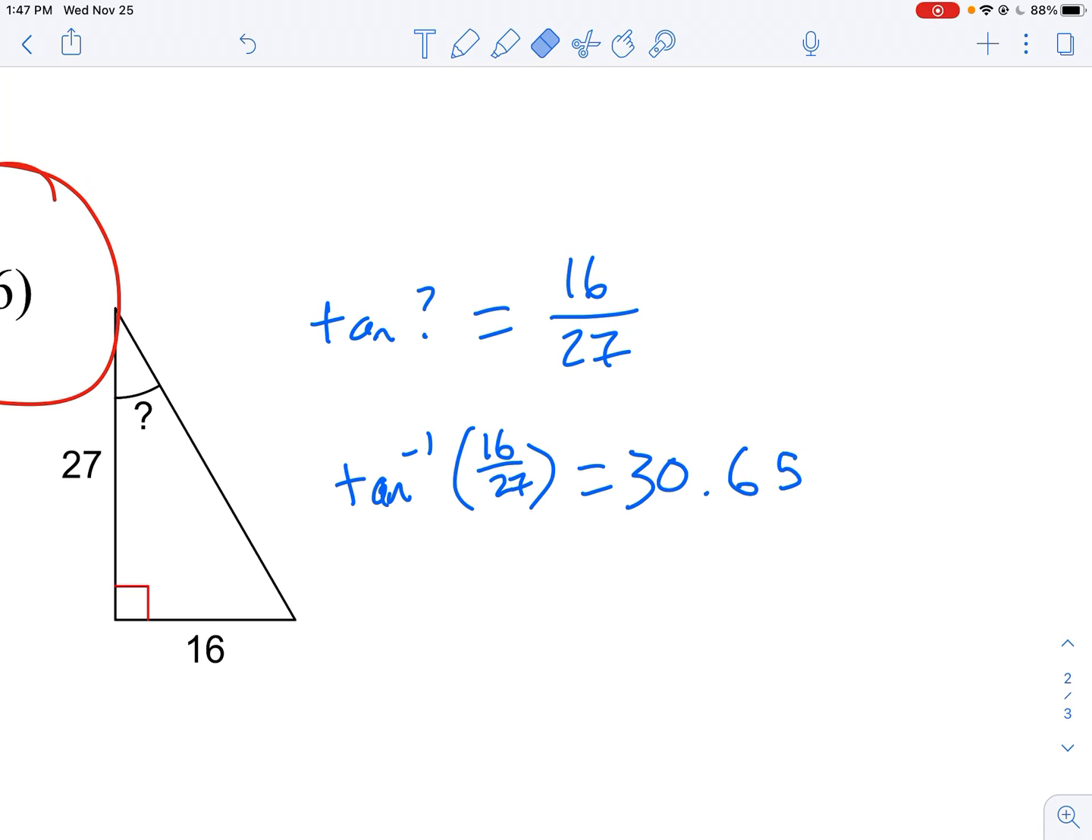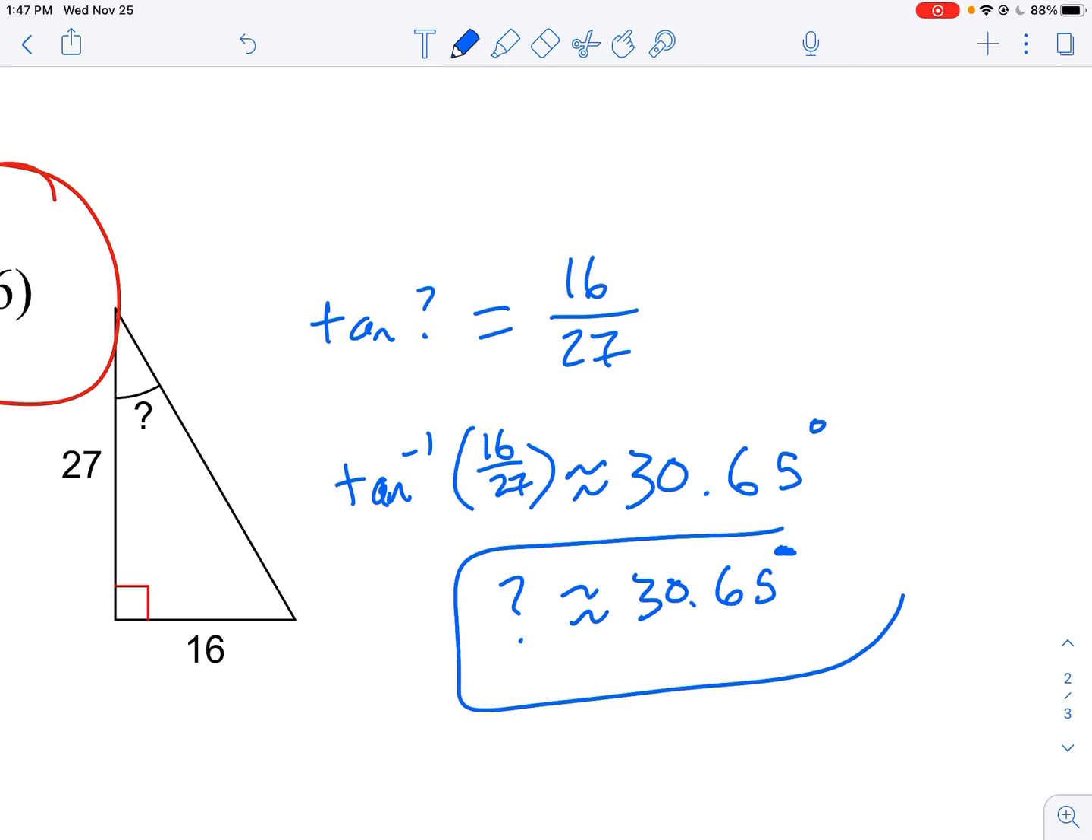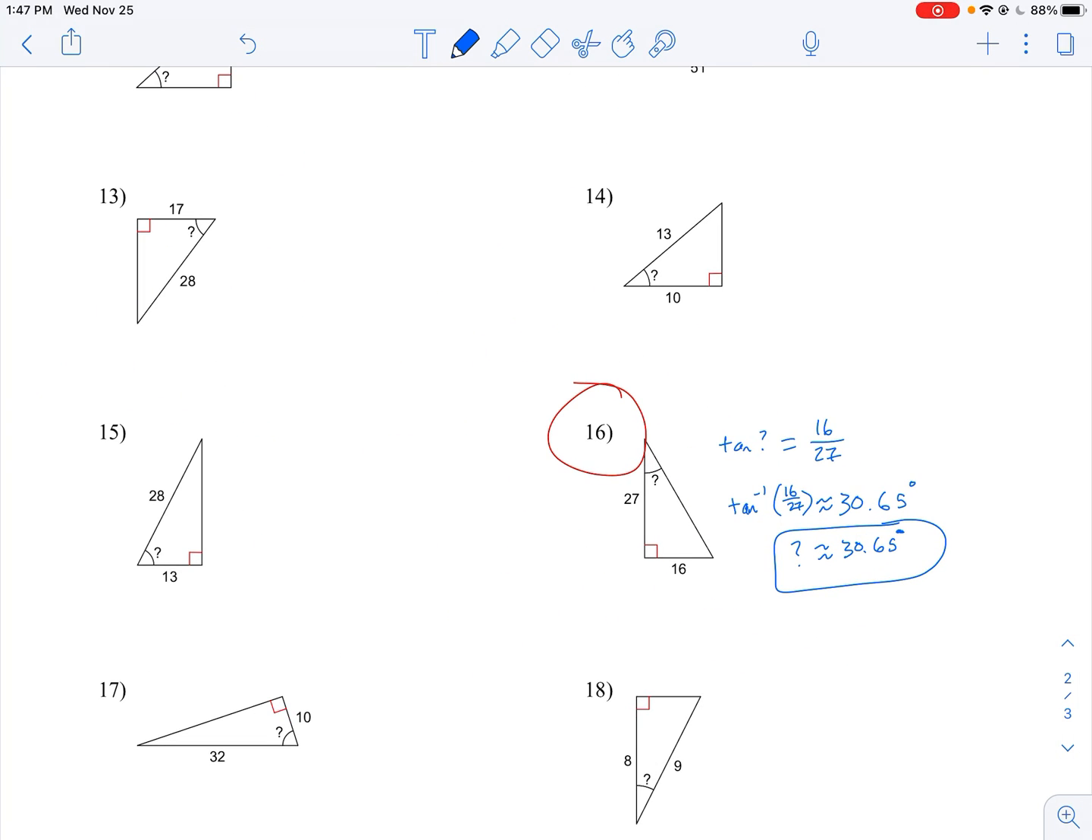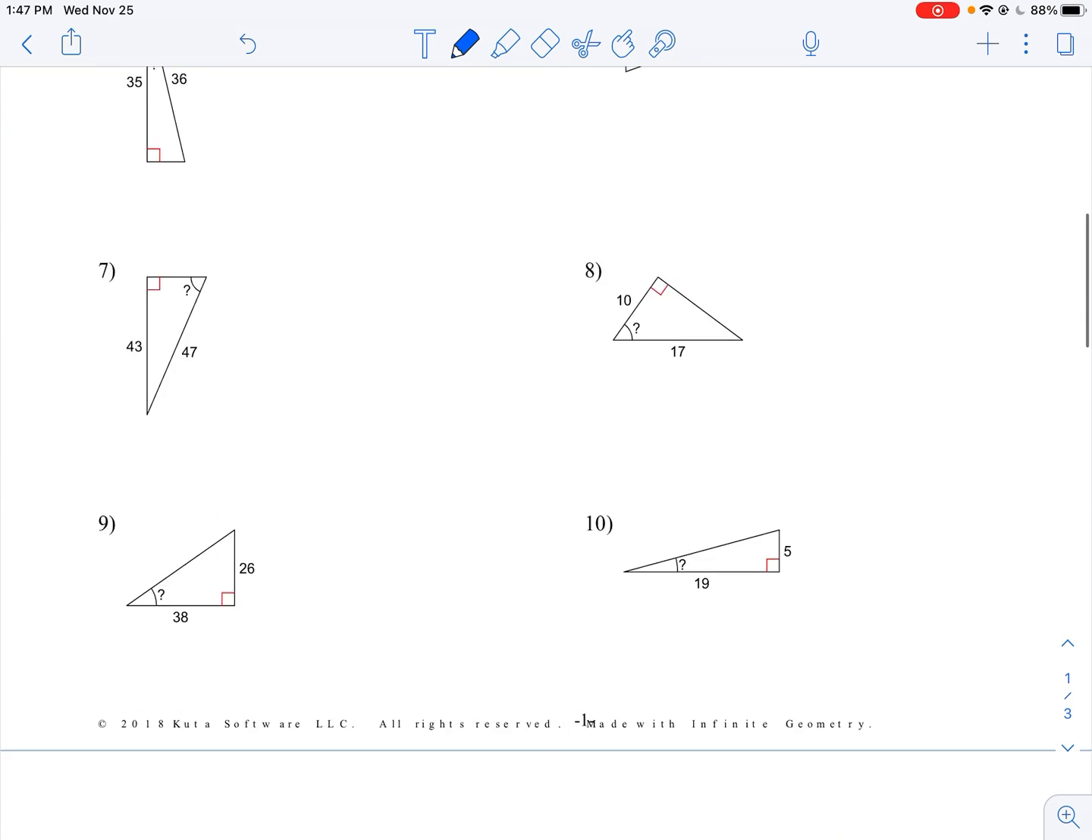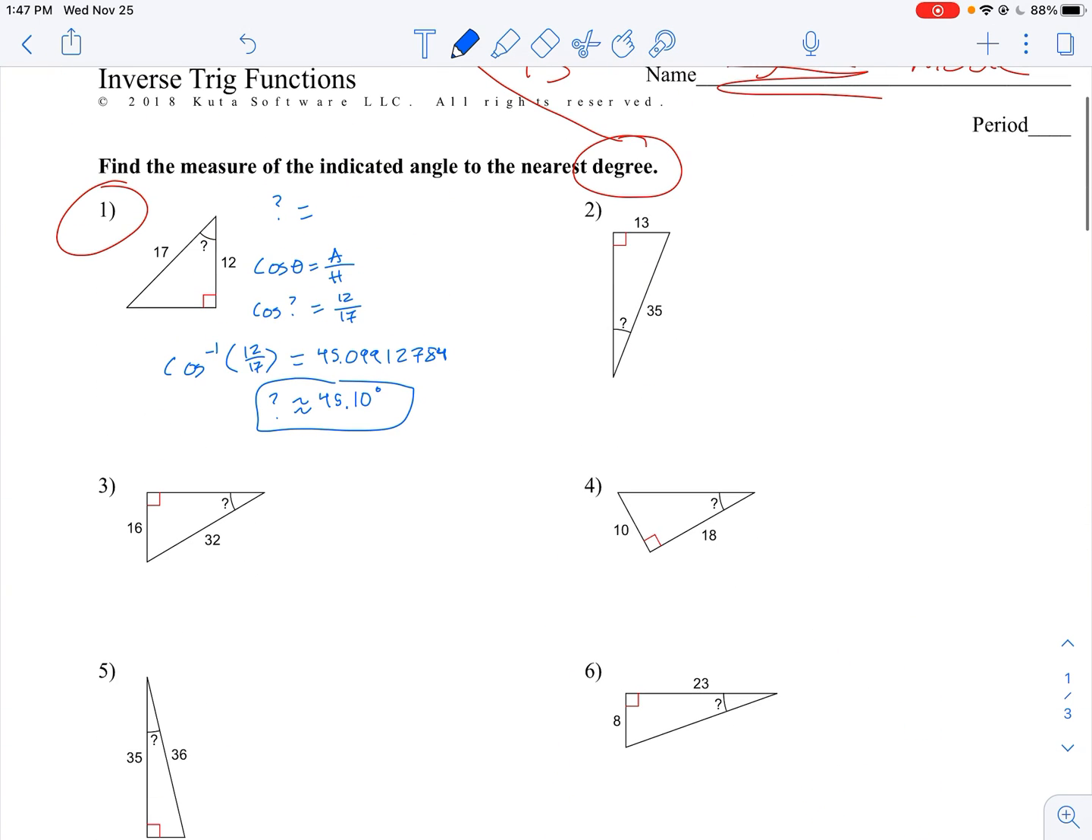And since this wasn't the exact number, I'm going to put the squiggles, which means approximately. So my question mark is approximately 30.65 degrees. And that's pretty much it. You just set up your equation and then do the inverse trig function of whatever it has.